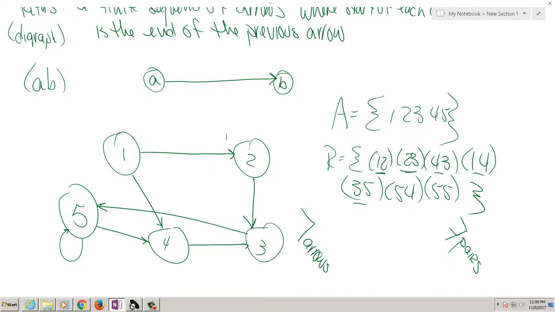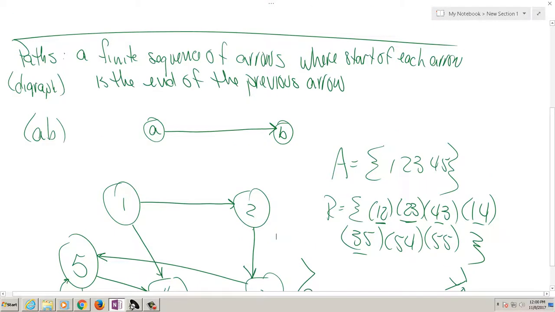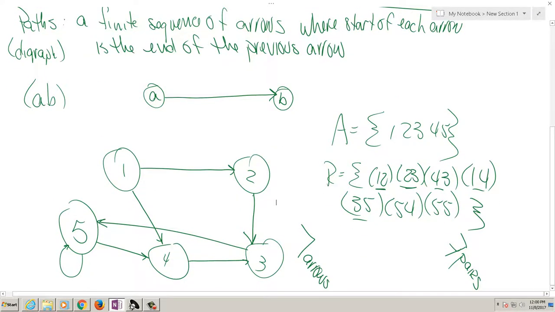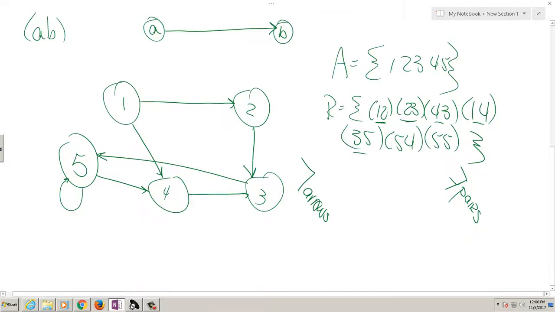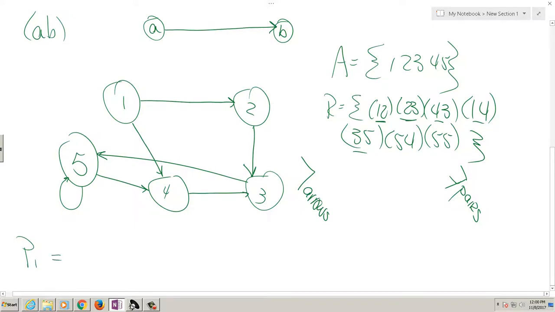So a path. We define a path as a sequence of arrows where the start node for each arrow is the end of the previous arrow. I'm going to define it as a path, so we'll call it path. It is defined as a finite sequence of arrows. So maybe there's path 1.